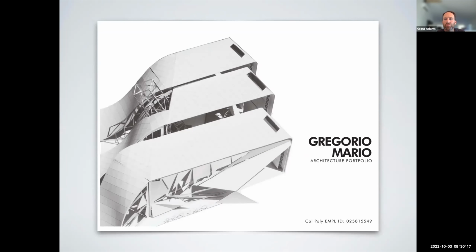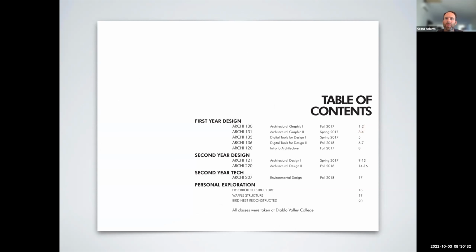So let's move on to another student. Another example here of an architecture portfolio for a student. A little bit different color. I think he did a particularly nice job on his font choices and kind of creating and establishing a strong hierarchy on pages using fonts. So he organized this a little bit differently. He has a first year design, second year tech, and then personal exploration. So it's just set up a little bit differently.